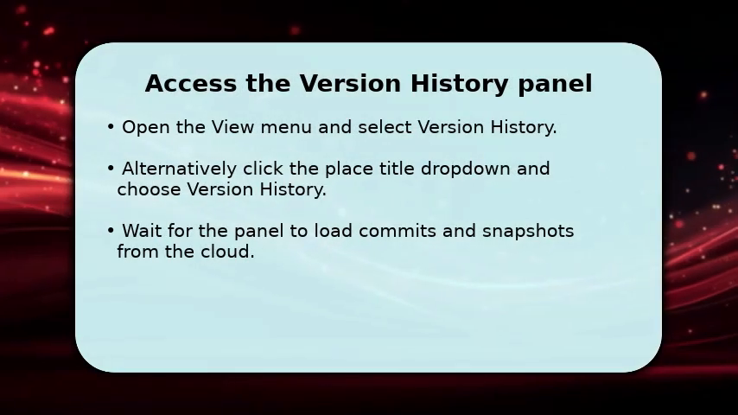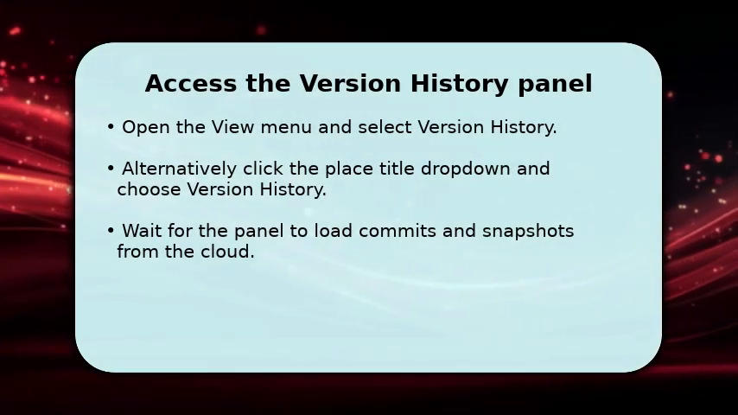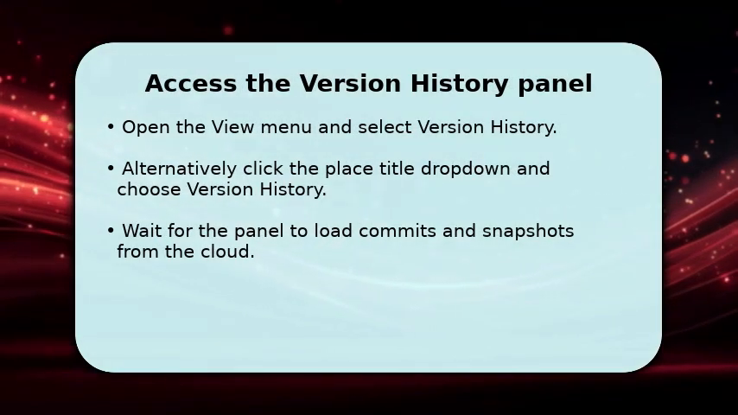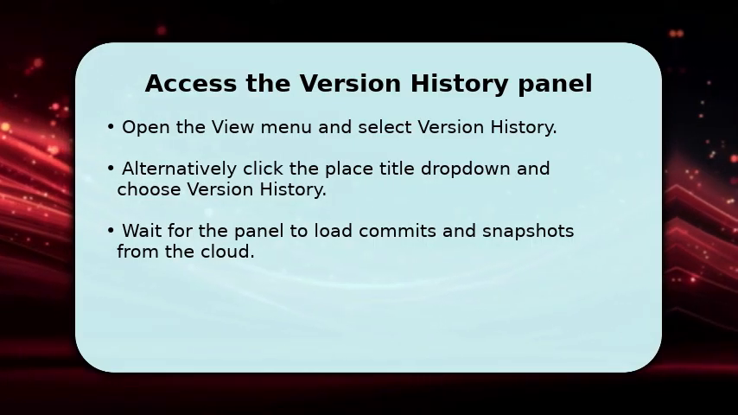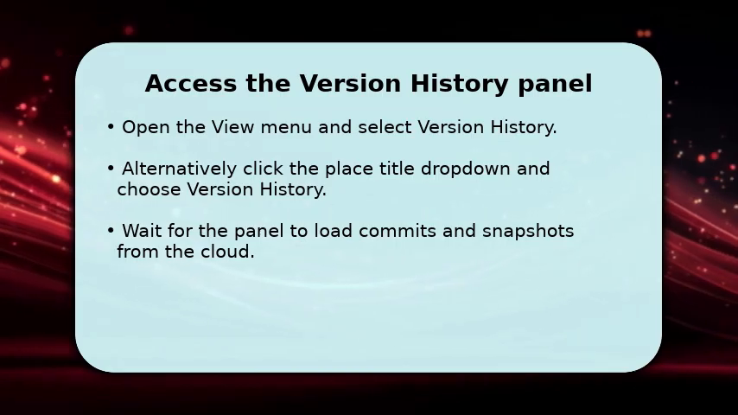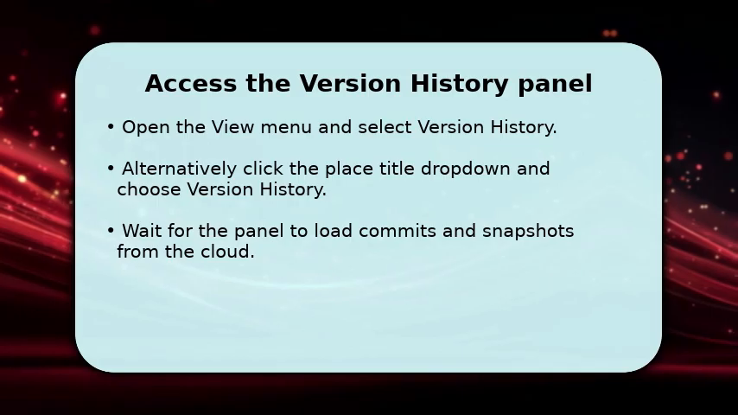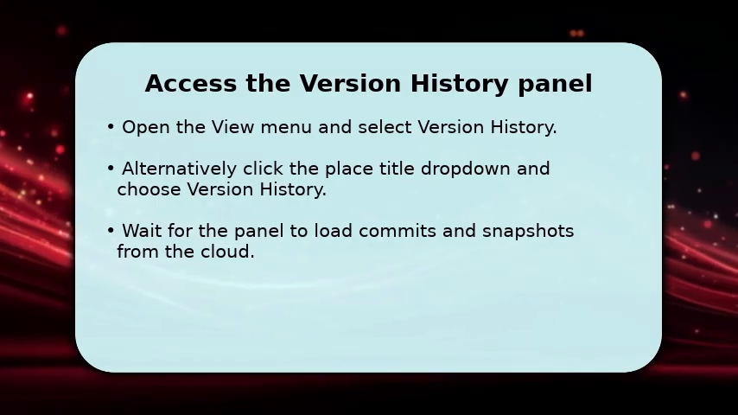Now navigate to the version history interface. Open View and choose Version History, or click the place name at the top and pick Version History from the drop-down. You'll see a chronological list of saves, timestamps, and author names. This is useful because it shows who changed what and when.